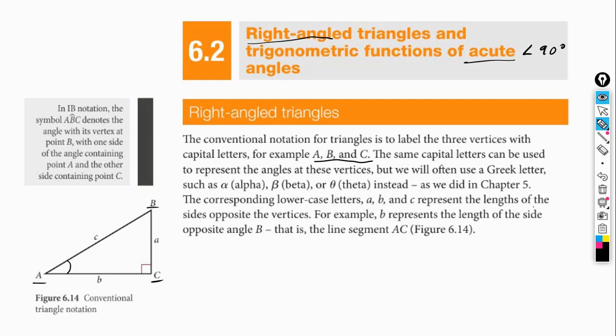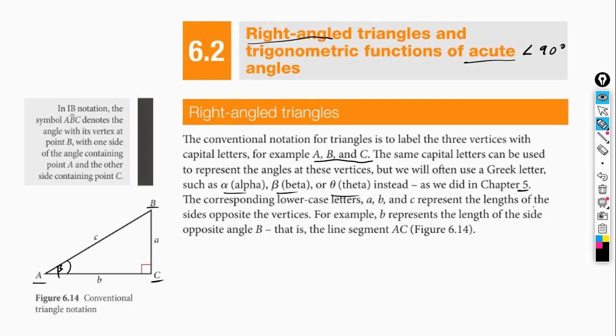But we will often use a Greek letter such as alpha, beta, or theta instead, as we did in chapter 5. So we could use here instead of A, we could use beta. Not necessarily alpha. We can use either alpha, beta, or theta to represent any angle.